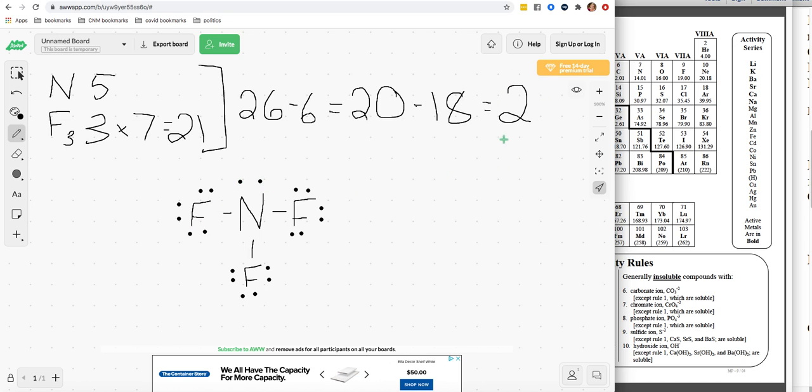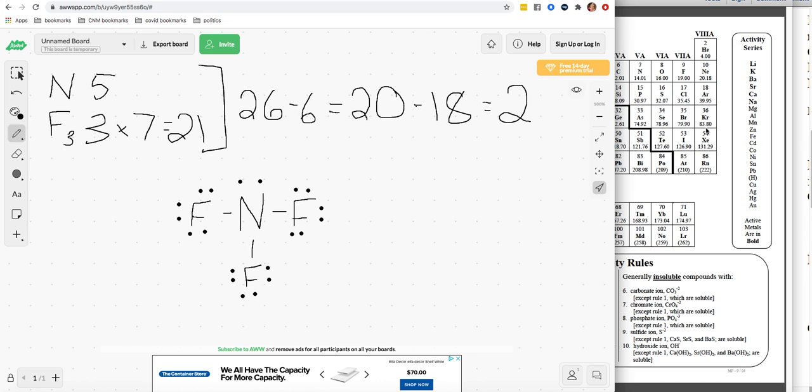Now we've used up all the electrons, and just to double check, we want to make sure that everybody has 8 electrons and that they're all happy. So the fluorine has 2, 4, 6, 8. This fluorine, of course, all the fluorines are the same, 2, 4, 6, 8, and 2, 4, 6, 8. And the nitrogen has 2, 4, 6, 8. So everybody has an octet, and we've used up exactly all 26 electrons that we started with.